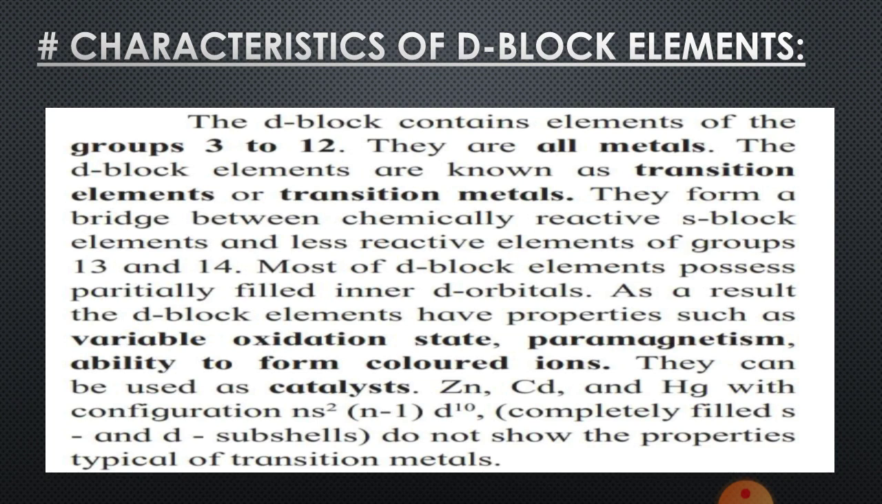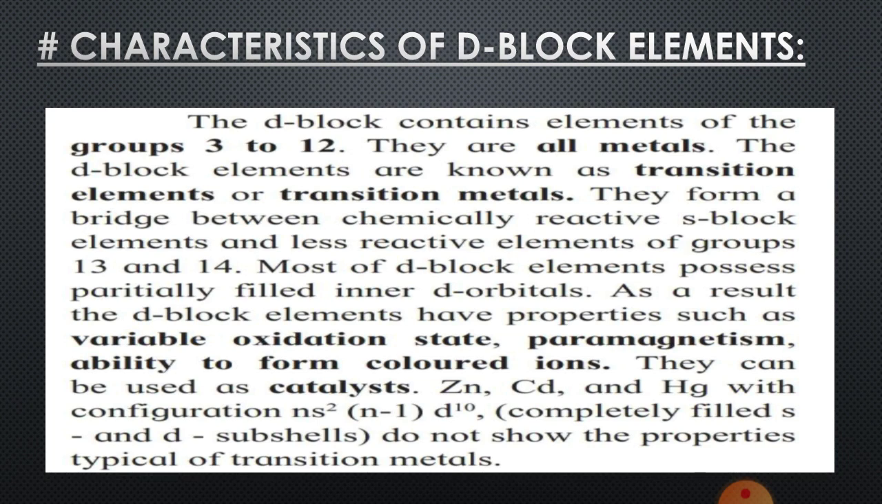Some of the elements will have +3, +4 variable oxidation states, some will have +4, +5 and so on. So they have variable oxidation state. They are paramagnetic. These are the magnetic properties due to which they form colored ions. When they form ions, those ions will be colored.